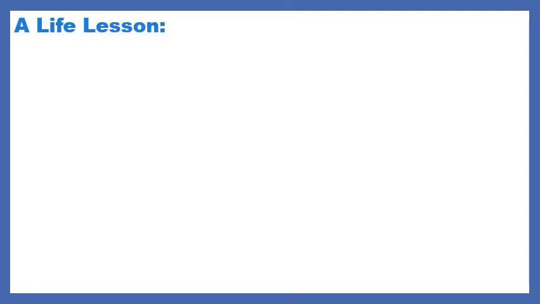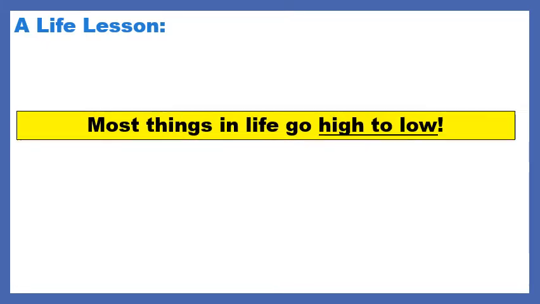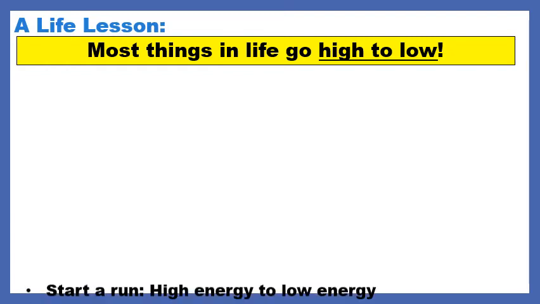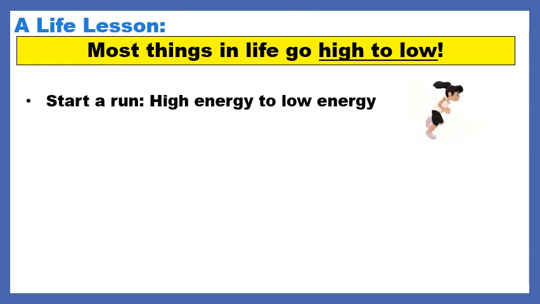But before I really get into the wind, I want to give you guys a life lesson that you are going to see a lot as you continue your career in science. And that life lesson is most things in life go high to low. Okay? Like gravity. If you are on a hill and you start rolling, you're going high to low. Let me give you another example. When you start a run, you're pretty psyched to start, you're high energy, and at the end of the run, you're pretty tired, you're low energy, high to low.